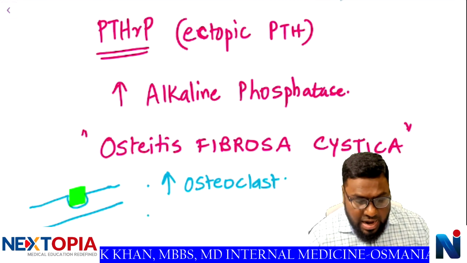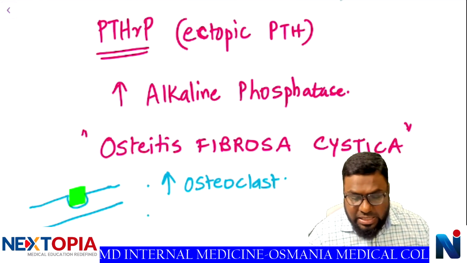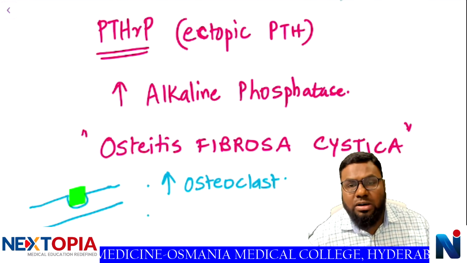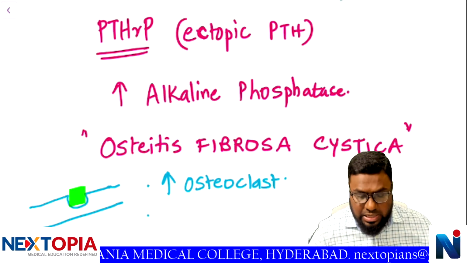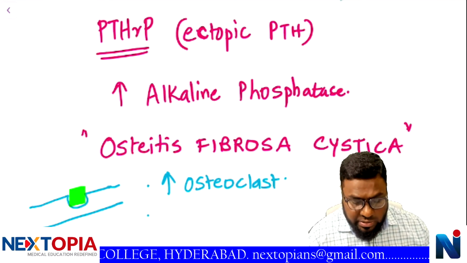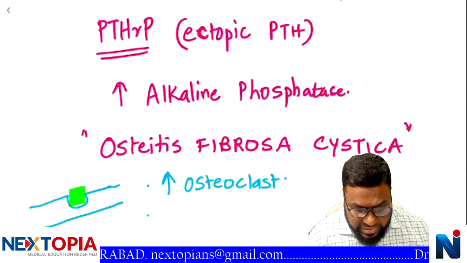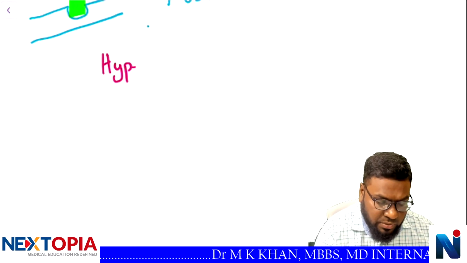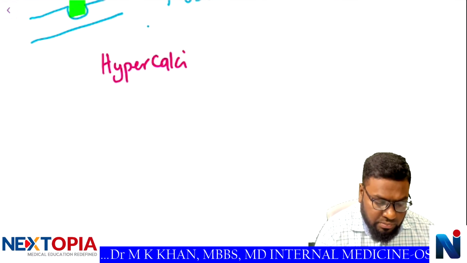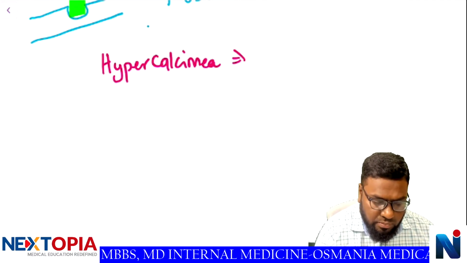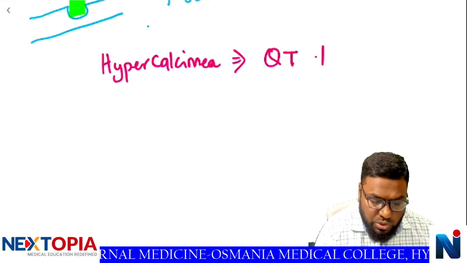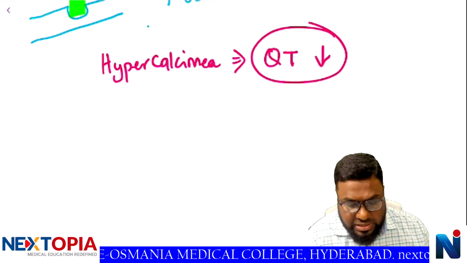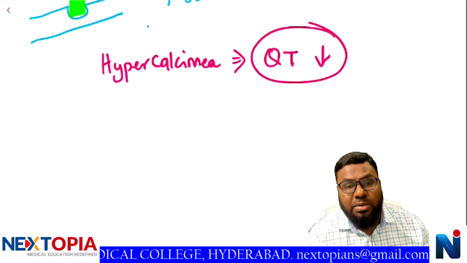All right, and we all know the effect of hypercalcemia on the heart. What will happen? Arrhythmias because of the decrease in the QT interval. So hypercalcemia causes QT interval shortening. QT shortening is a feature resulting in arrhythmias, ventricular tachycardia, and the patient may die sometimes.